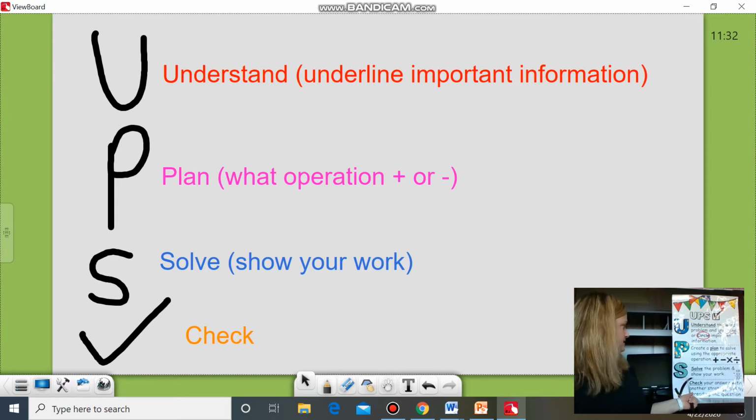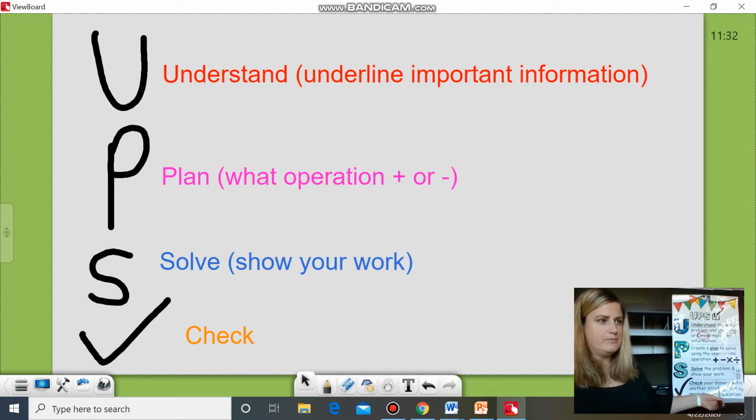Then our S step is to solve. This is where we show our work, we write down our equation, and we solve the problem. And the check is we check, maybe we could use a related fact. So if we did addition to solve, we could go back and use a subtraction problem to check our answer.